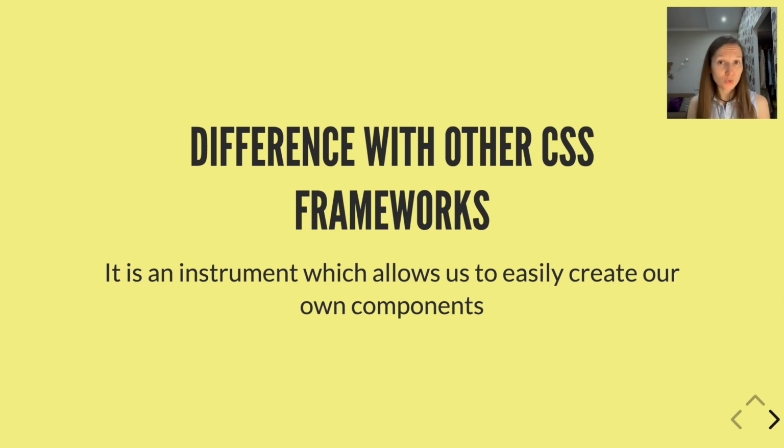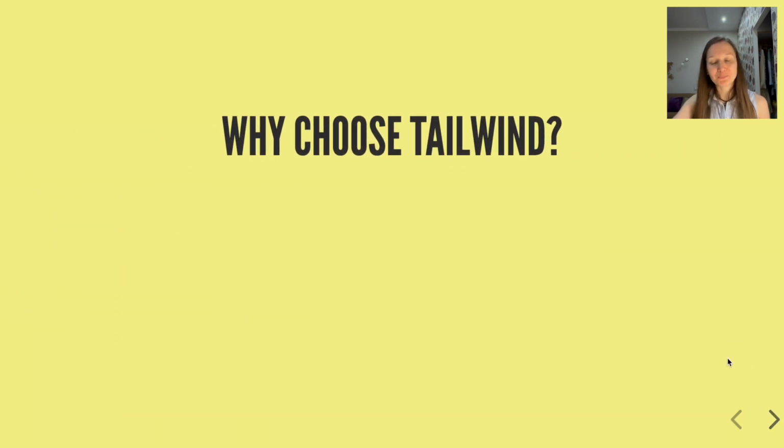So the difference between Tailwind and Bootstrap, for example, is that Tailwind is an instrument which allows us to create our own components. Bootstrap, for example, also allows us to build our own custom components, but usually people use Bootstrap for its built-in components, like a button component or a pop-up component, something like this. But Tailwind gives us much more flexible instruments to build our own components, and this is the main thing about it.